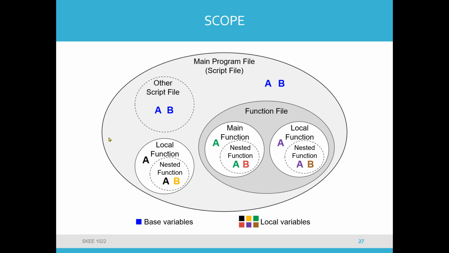And try to differentiate between them. Remember main program, local function. Function file, main function, local function. This is a different file, an M file. This one is the same location: main function and local function. It's a little bit tricky to understand, but try your best to understand it.